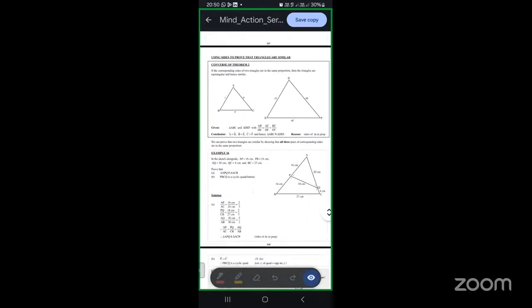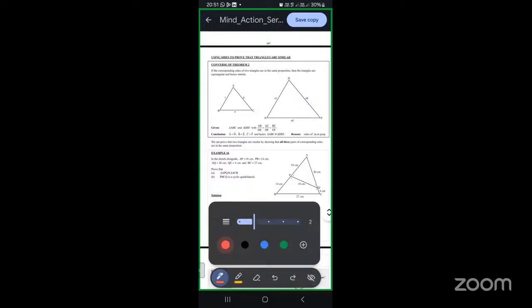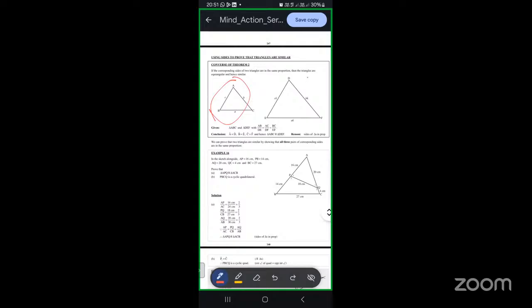They are saying using sides now to prove that triangles are similar. Converse of theorem 2 now. If the corresponding sides of two triangles are in the same proportions, then the triangles are similar. If you are given triangle ABC and triangle DEF, with these ratios that AB over DE is equal to AC over DF is equal to BC over EF. You are given that.